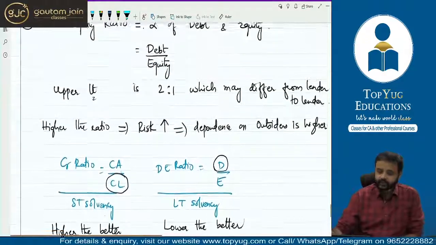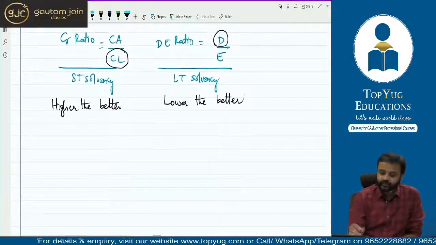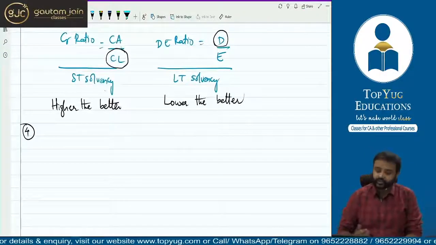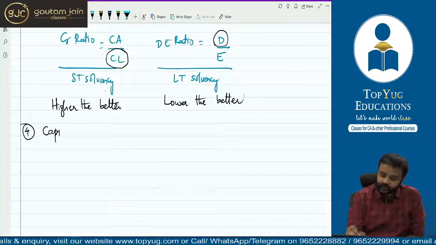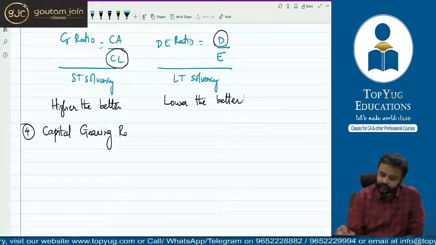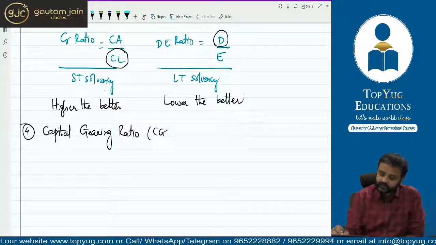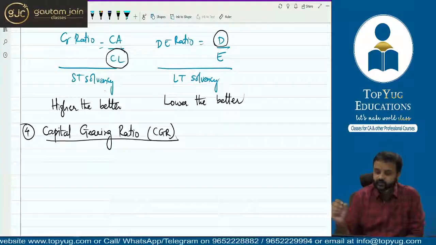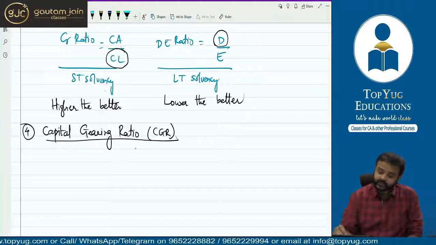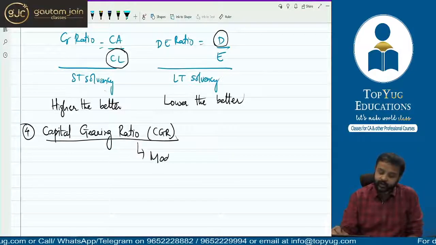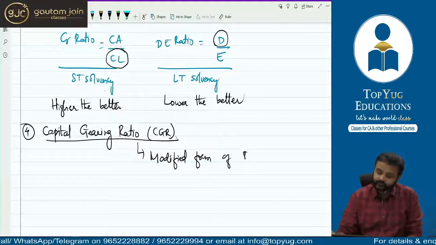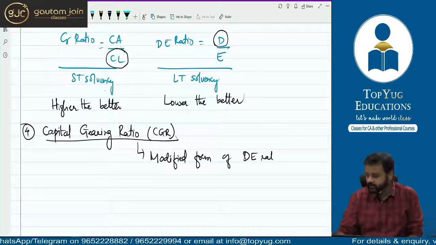Right, sir. Now let's go for the fourth ratio in this particular function. Fourth one. What is the fourth one? Capital gearing ratio. Okay, capital gearing ratio. In short, I will call it as CGR. CGR, capital gearing ratio. This is actually, I can say, a modified form of debt equity ratio.